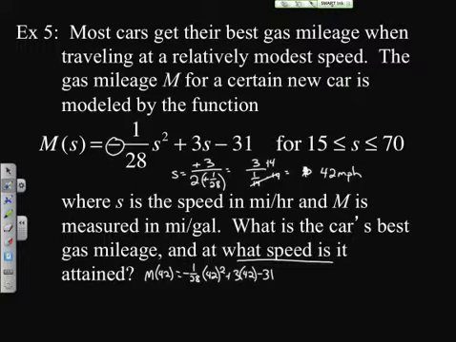And grabbing a calculator quickly, we've got negative 1 over 28 times 42 squared plus 3 times 42 minus 31. And we get an answer of 32, and that 32 is miles per gallon. So you can see how this quadratic would show us that information, and actually many times vehicles do get their best gas mileage. Usually it's a little higher than 42. It's typically right around 50 to 55 miles per hour.